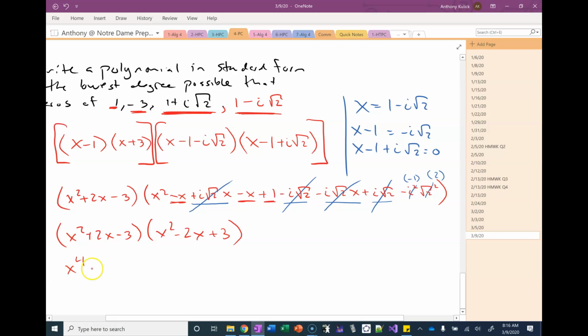So x to the fourth minus 2x cubed plus 3x squared plus 2x cubed minus 4x squared plus 6x minus 3x squared plus 6x minus 9. And when I combine these all together, I get minus 4x squared plus 12x minus 9.